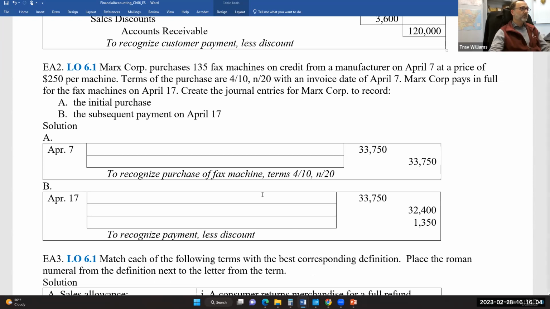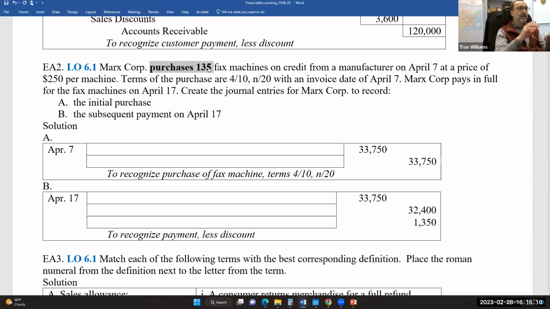So here in exercise 2, the company is now purchasing. So the company we're doing accounting for is the purchaser in this case, not the seller. They're buying these fax machines at a price of $250 per machine. Okay, well, the numbers have already been calculated for us. So here's the cost of the purchase.